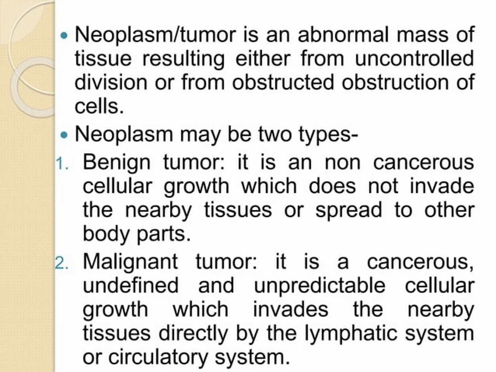Neoplasm or tumor is an abnormal mass of tissue. It results either from uncontrolled division or from obstruction of cells. Then this may be of two types, as we have already seen: benign tumor and malignant tumor. Benign tumor is non-cancerous cellular growth, and it does not invade the nearby tissues or spread to other body parts.